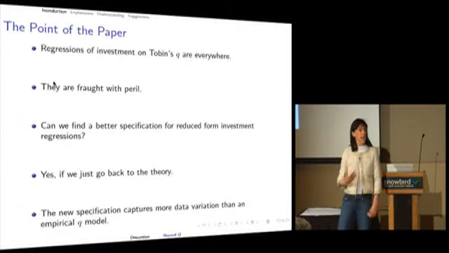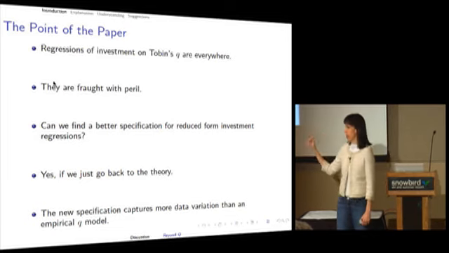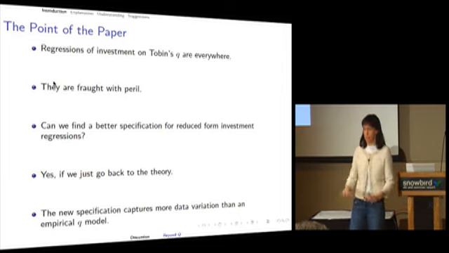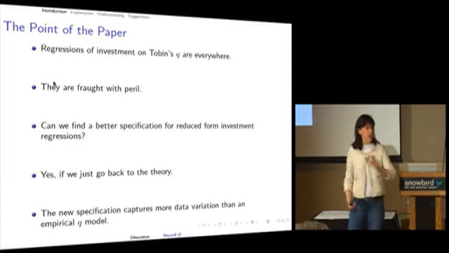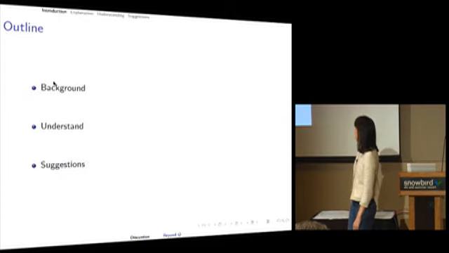There we go. What's the point of the paper? Let's just get to the bottom part really quickly. Regressions of investment on Q are everywhere. They're fraught with peril. They have measurement error problems, endogeneity problems. And so what these guys want to do is find a better investment regression, and use it as a replacement for Q regressions as a baseline. That's the goal here. They say, yes, we can if we just go back to theory. The bottom line is they have a new empirical specification that soaks up more data variation than the old ones.